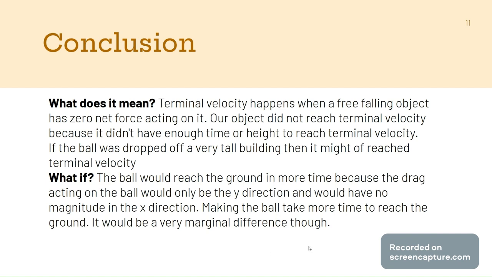And then what if there were no x motion? So the ball would reach the ground in more time because the drag acting on the ball would only be in the y direction and would have no magnitude in the x direction. So this would make it where the force of drag is only pointing up, so it's only counteracting F gravity. Instead, it was only a piece of the vector that was acting against it because there was magnitude in the x direction. So this would make the ball take more time to reach the ground. Ultimately, it would be a very marginal difference, though. It would be a very small difference in time, especially in a very short time span like we saw in our experiment.